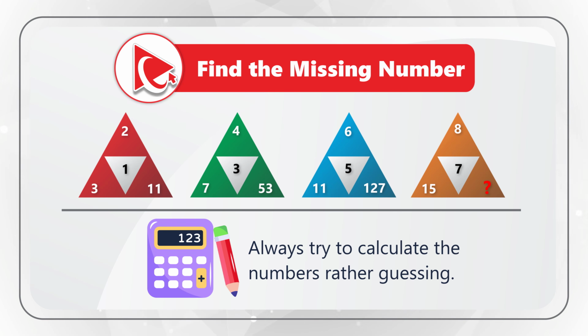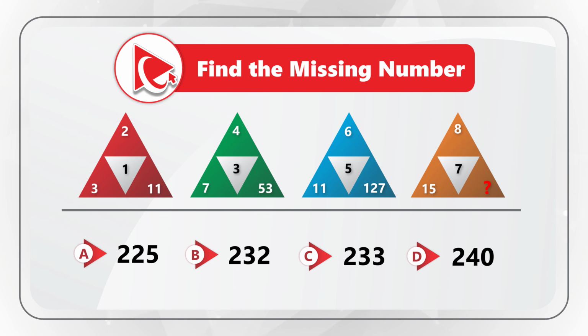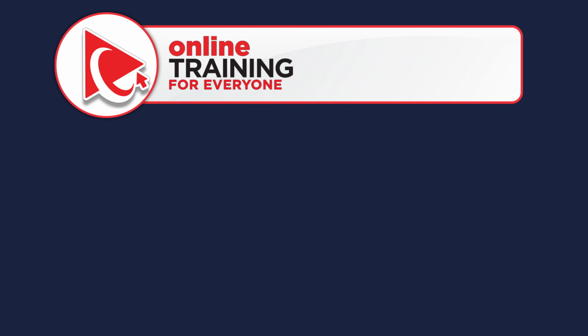And you need to select the calculated number out of 4 different choices. Choice A, 225. Choice B, 232. Choice C, 233. And then last but not least, choice D, 240. Take a close look to see if you can solve this challenge. Are you ready or not?